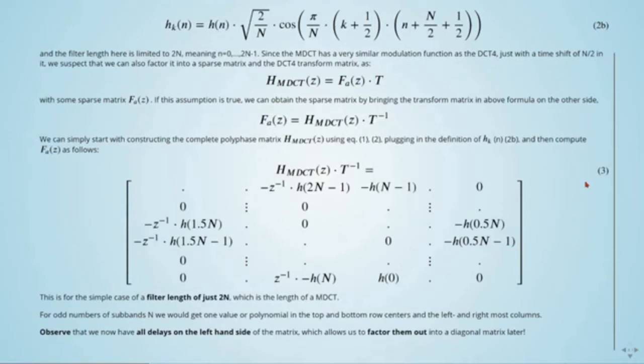This is for the simple case of a filter length of just 2 times capital N, which is the length of a MDCT. For odd numbers of subbands N, we will get one value or one polynomial in the top and bottom row centers in the left and right most columns. Observe that we now have all the delays on the left side of the matrix, which allows us to factor them out. So we just see the delays on the left side of the matrix, and there are no delays here.